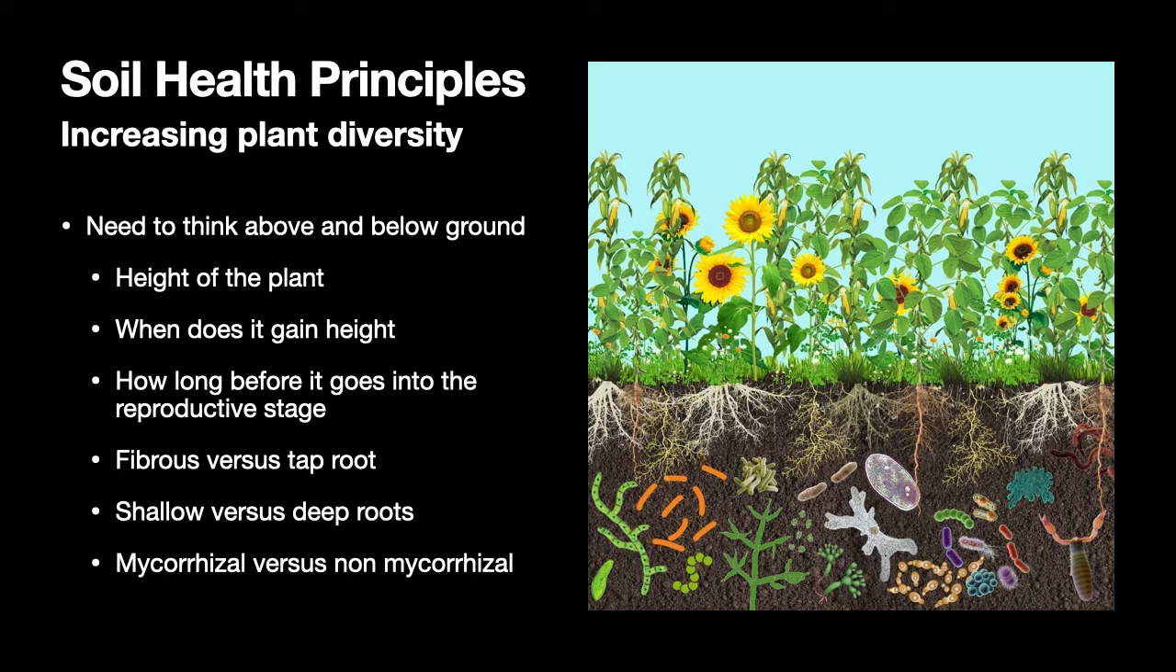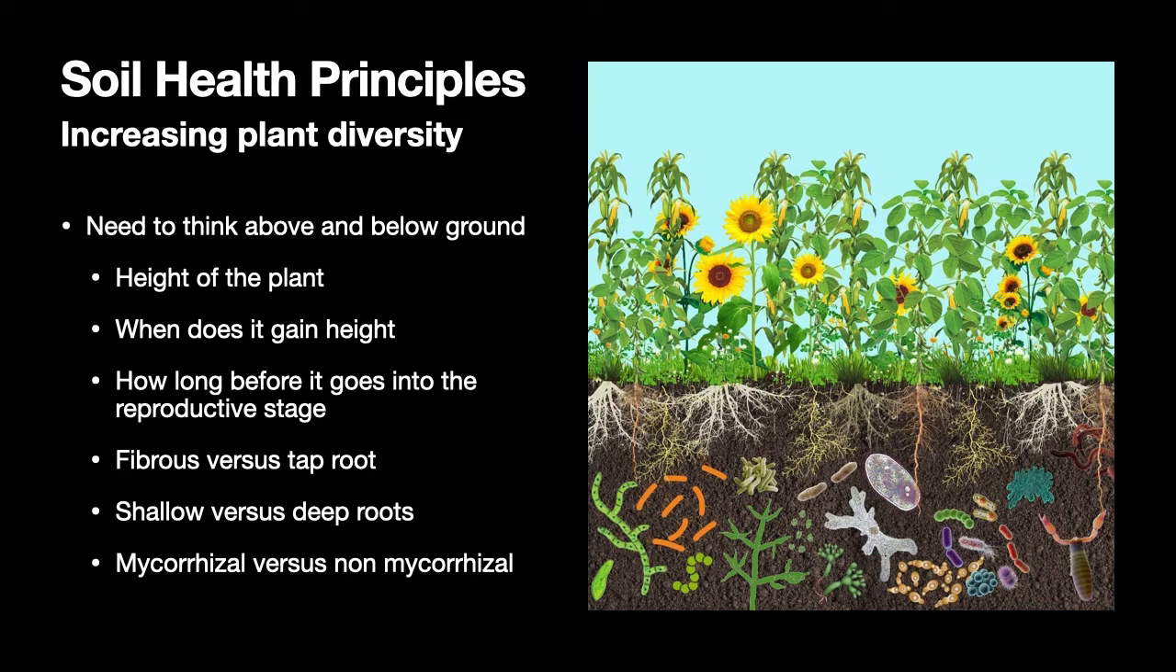How long does it take before it gets into that reproductive stage? Something like buckwheat will shoot up really quick, whereas something like pearl millet will stay lower for a longer period of time. Are we dealing with a fibrous root system or a tap root? Are we dealing with a deep root system or a shallow root system? Are we dealing with mycorrhizal plants or non-mycorrhizal plants? And if it's a non-mycorrhizal plant, do we have something in that soil that's going to help support the mycorrhizae?